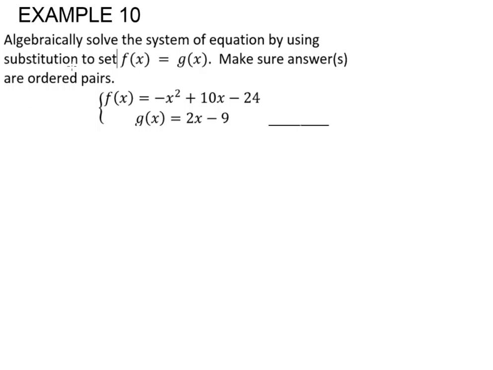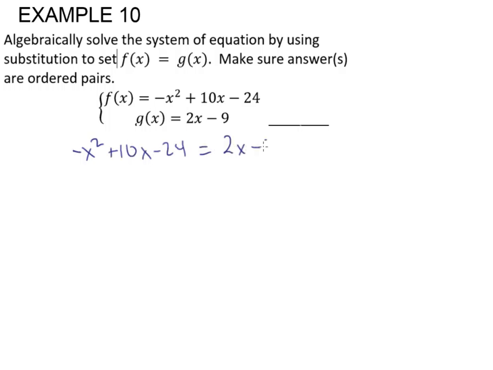All right, in example 10, we need to set f of x equal to g of x and then find the solutions algebraically. So we're going to set negative x squared plus 10x minus 24 equal to 2x minus 9. We're going to solve that. That means get everything together.